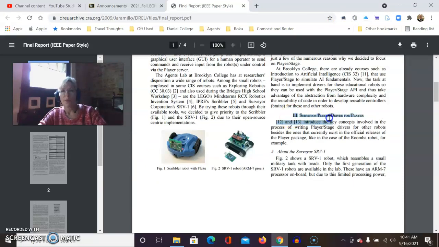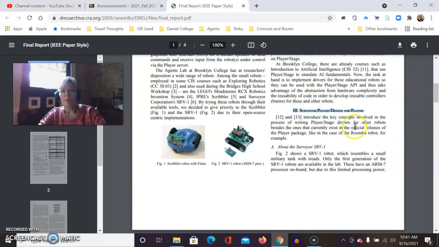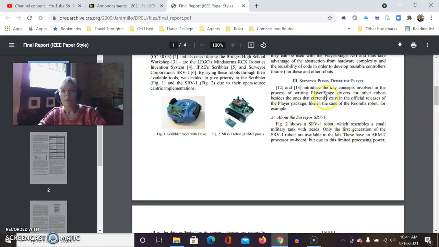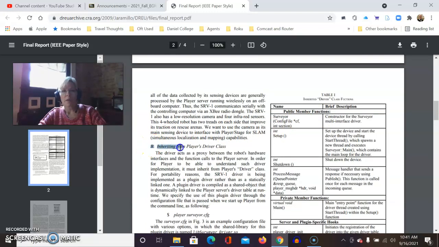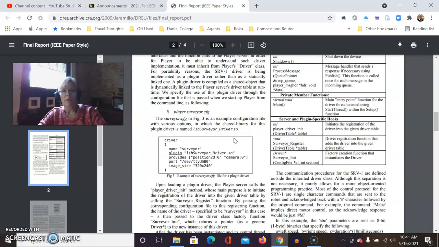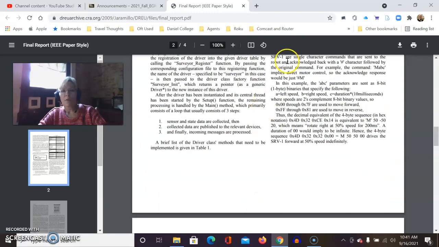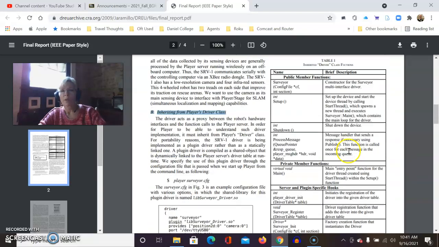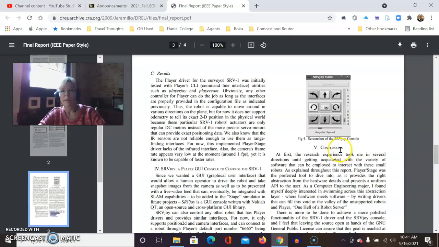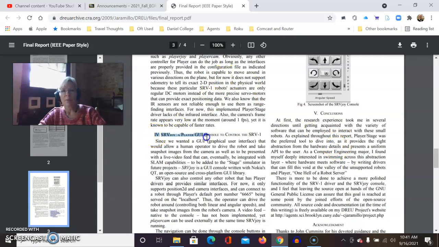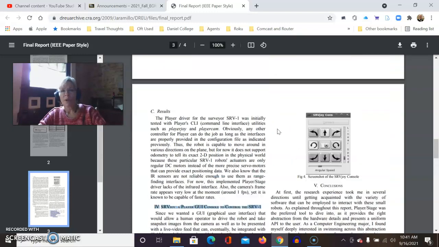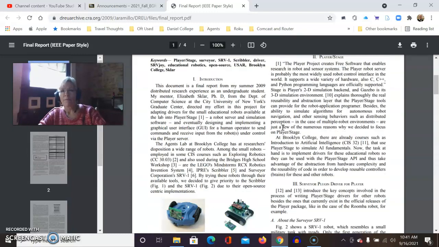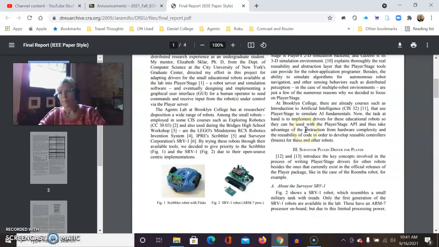So you can see under section number 3, it's a complex section, so I have also split this section into further components, right? So we have an A, about the Surveyor SRB number 1. I have a B, inheriting from Player's driver class, and so on. So all this is still within section 3, Surveyor plug-in driver for Player, right? If that were important or interesting to me, that would make sense. C, and then again down here we've gone to section number 4, right? So those are the major components of an outline form, and that's what we follow in IEEE.